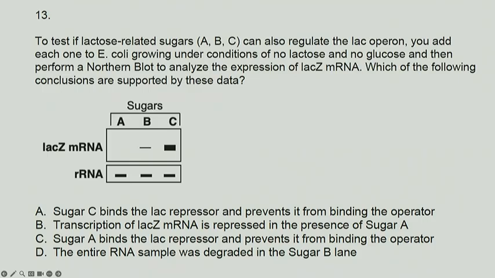How do we know that's not true? Our control rRNA is still there, right? So it's not that the RNA was degraded, it's just that there's a minor amount of expression with sugar B.